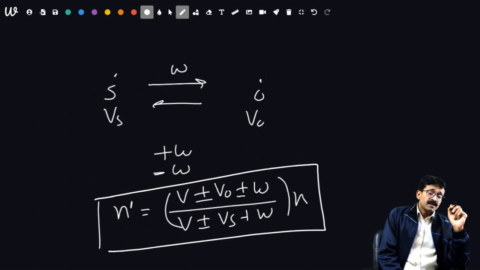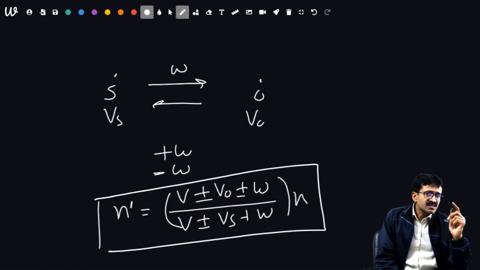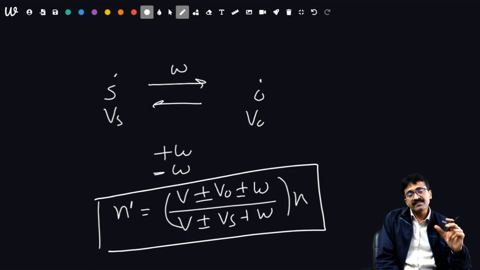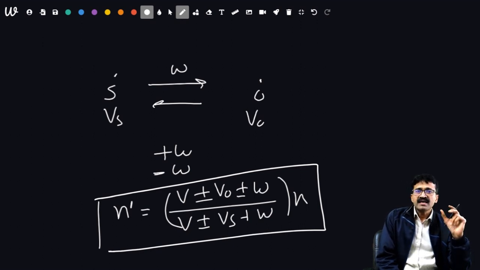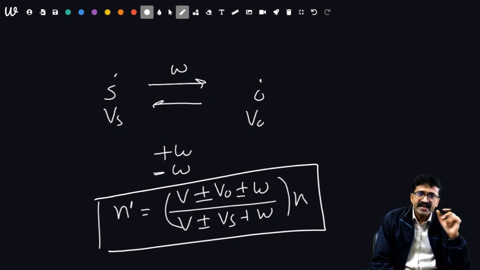Now, what are the conditions when the Doppler effect fails? The first condition is that the speed of the observer or source must be less than the speed of sound. Otherwise, the Doppler effect will not take place. The other is, if the observer, the sound source and the medium are all at rest, then the Doppler effect will not take place. The apparent frequency will not change.